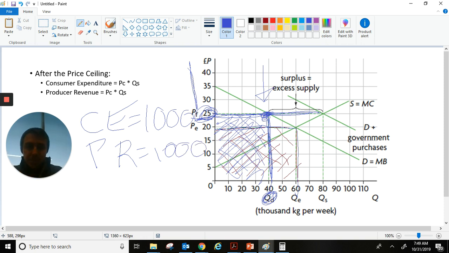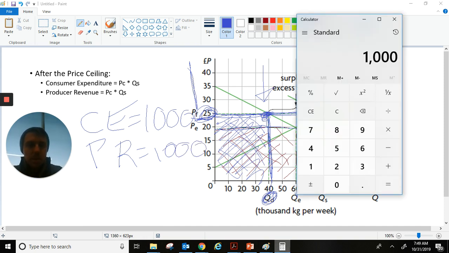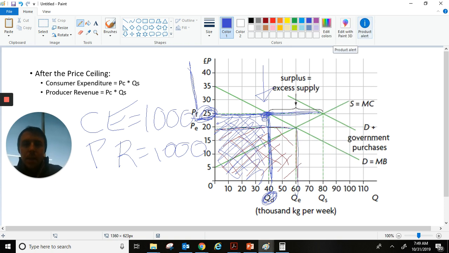Now, did I do that math right? It doesn't matter. You get the idea. Their new producer revenue would be changing from the initial as well. So they used to make 20 per unit and sell 60 units. Now they make 25 per unit and sell 40 units. Okay. So we've got that.